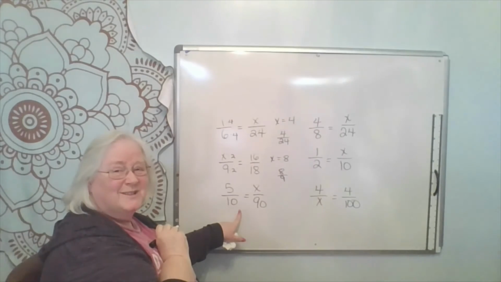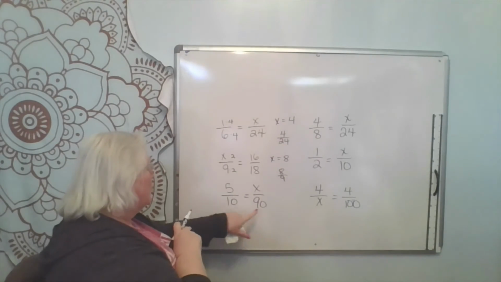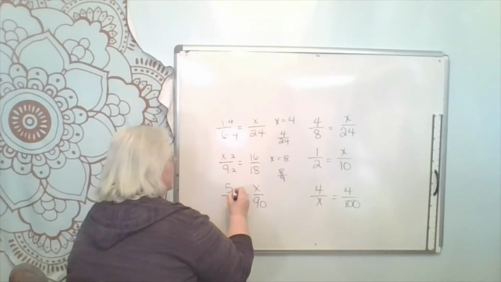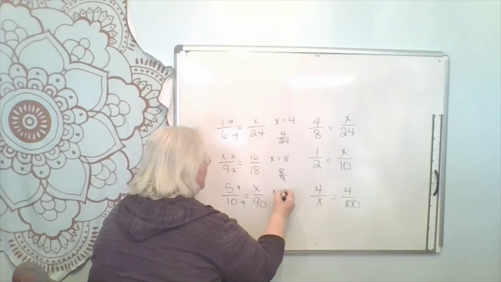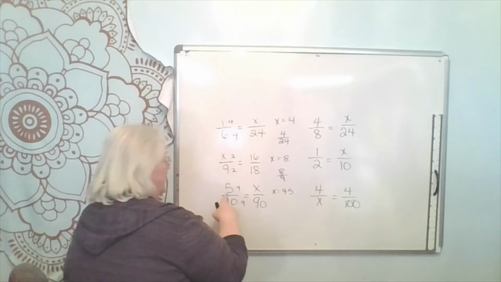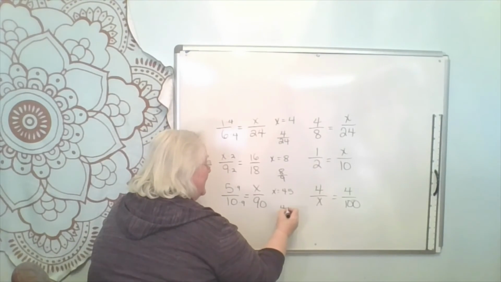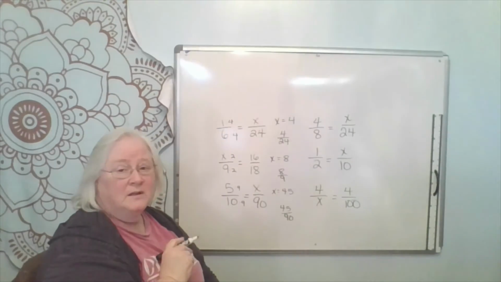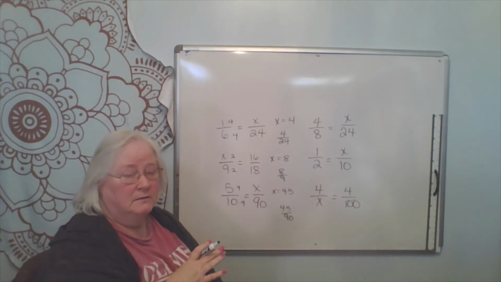On this one kind of looks big, but like I said, it's not that hard. 10 times what gives us 90? So we know that's 9. So we're just going to say times 9 here. So x is equal 45, because we know that 5 times 9 is 45. So our equivalent fraction is 45 over 90. So that's pretty big numbers, but it wasn't hard, was it? You just had to do the same thing, okay?